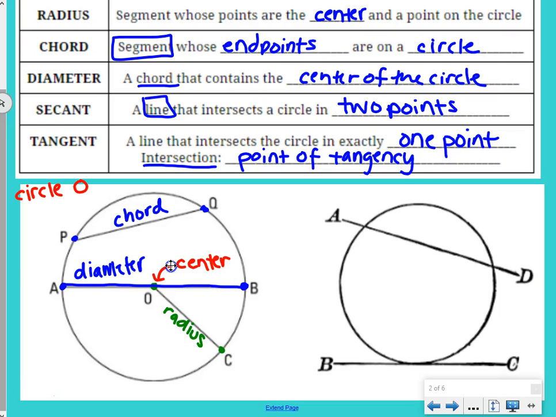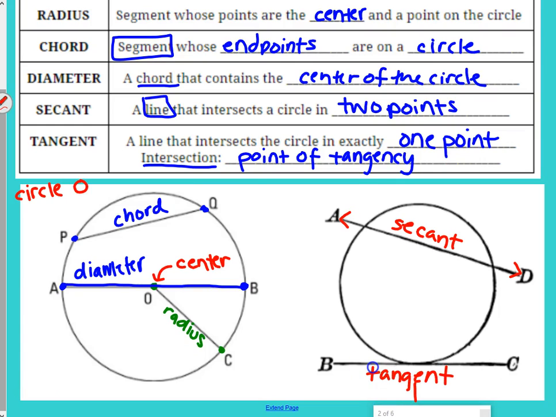Going over to the second circle, we have the line AD, which would be a secant to the circle as it goes through 2 points of the circle. And then BC would be tangent to the circle, and right here, this point where they cross would be the point of tangency.